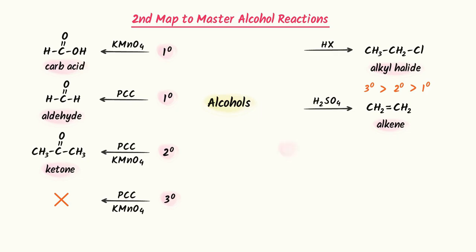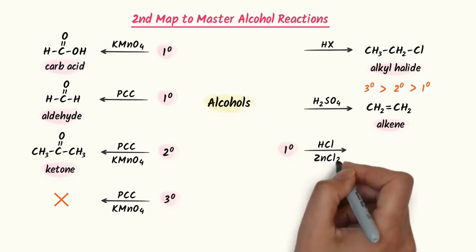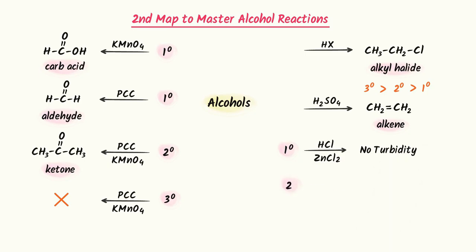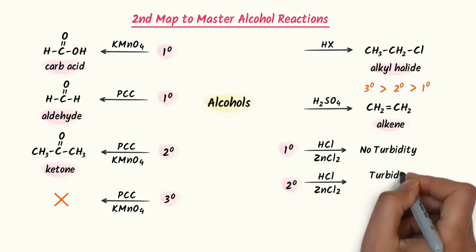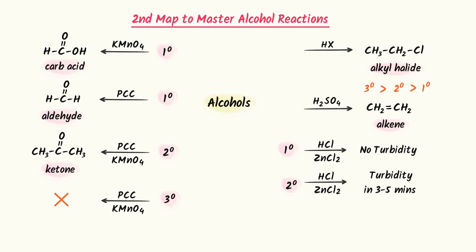In case of Lucas test, 1-degree alcohol forms no turbidity, 2-degree alcohol forms turbidity after 3 to 5 minutes, while in 3-degree alcohol, turbidity is quickly formed. Remember that in these all three reactions, we use HCl and zinc chloride. Hence noted down this important map.